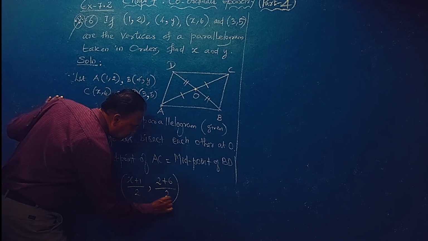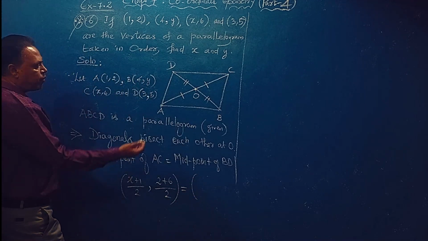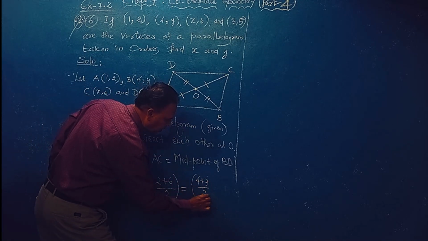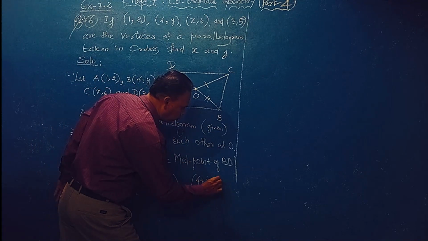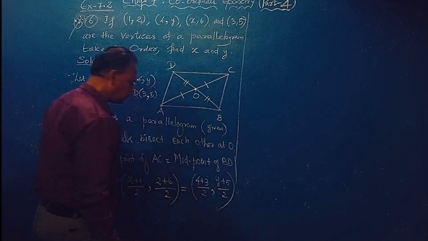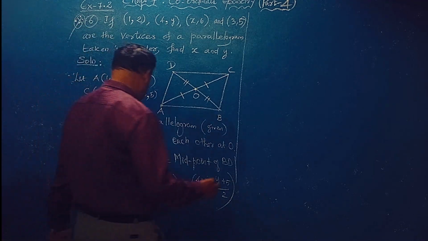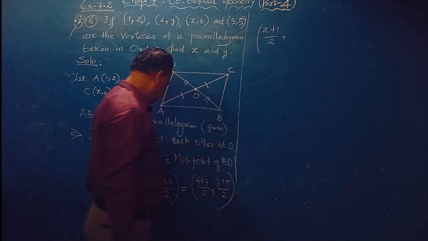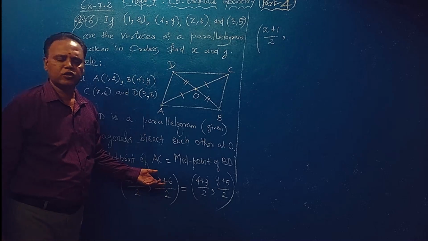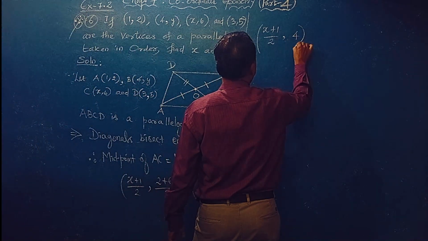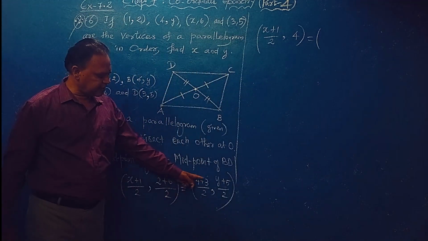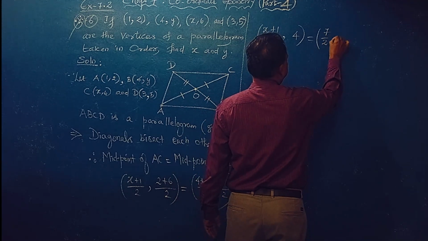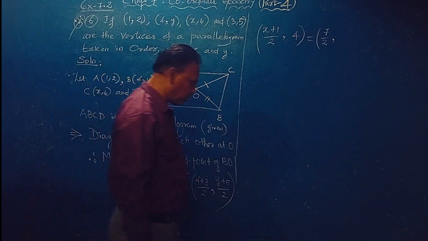by 2, that's equal to midpoint of BD. BD you take: 4 plus 3 by 2, y plus 5 by 2. That's all. Now you simplify this. x plus 1 by 2. Here you see, 2 plus 6 is 8, 8 by 2 is 4. That's equal to 7 by 2, as it is. And y plus 5 by 2.